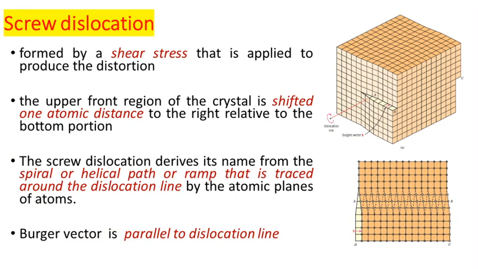Okay, the next point is the second classification of dislocation, which is the screw dislocation. Edge dislocation we have already discussed. It is due to the extra plane of atoms present inside the material. The screw dislocation takes place by a shear force, which can produce a distortion or a twisting effect over the crystal lattice. When we apply a shear force, the crystal lattice gets shifted, or sheared, along a particular plane. The upper front region of the crystal is shifted by one atomic distance when we apply a shear force to the right relative to the lower portion.